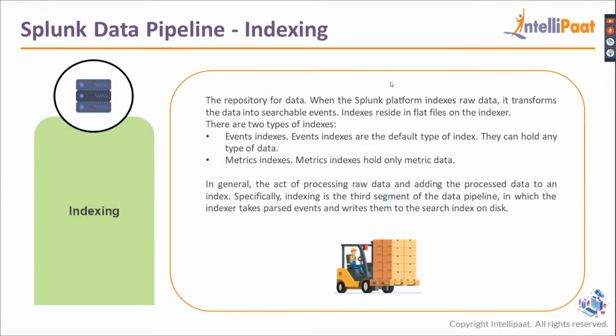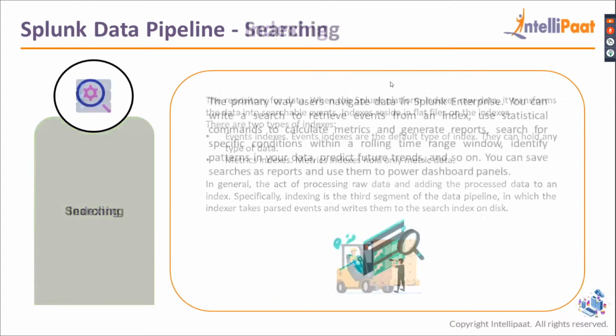Okay, so then you have indexing. Let's not go through the whole thing here, but just understand there are two types of indexes: event indexes and metrics indexes. An event index is basically the default type of index where you store events, and you can even store metrics there. But if you want to get more advanced, more specialized, then you choose metric indexes. In metric indexes, you store only metrics. So in general, the act of processing raw data and adding the processed data to an index, specifically the indexing, is the third segment of the data pipeline. Yeah, so let's move on to the last one.